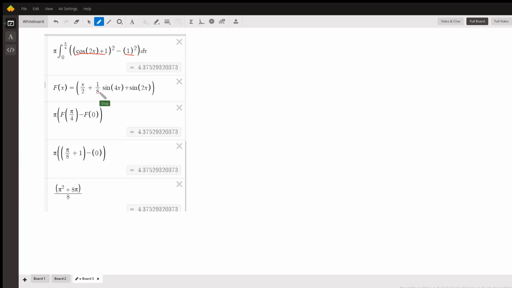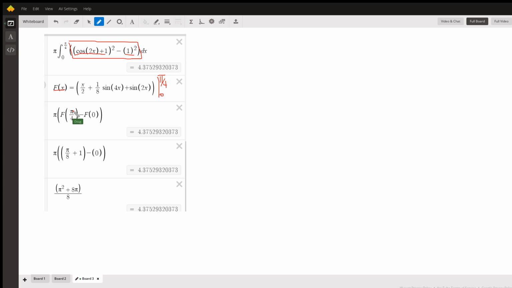4.375. This capital F of x is the antiderivative of this expression, where the x over 2 plus 1/8 sine of 4x we saw on the previous board. The antiderivative, oh, by the way, of course you have to square this binomial, and then you get that 2 cosine 2x. The antiderivative of that is the sine of 2x. And then, of course, we would evaluate that from 0 to pi over 4.